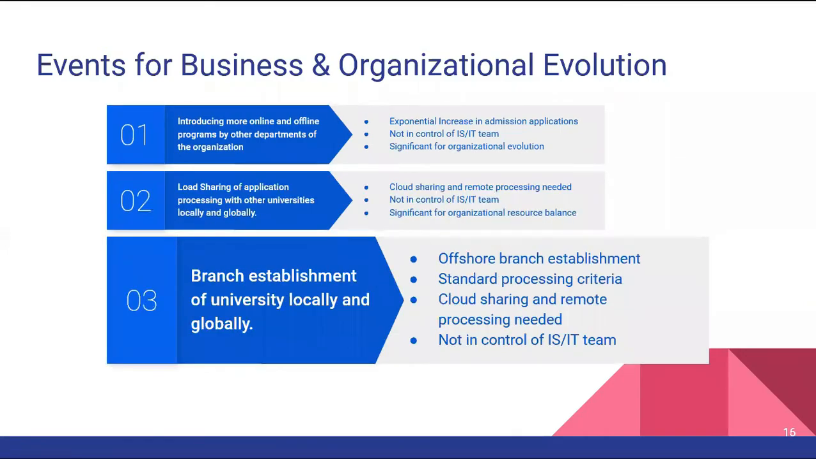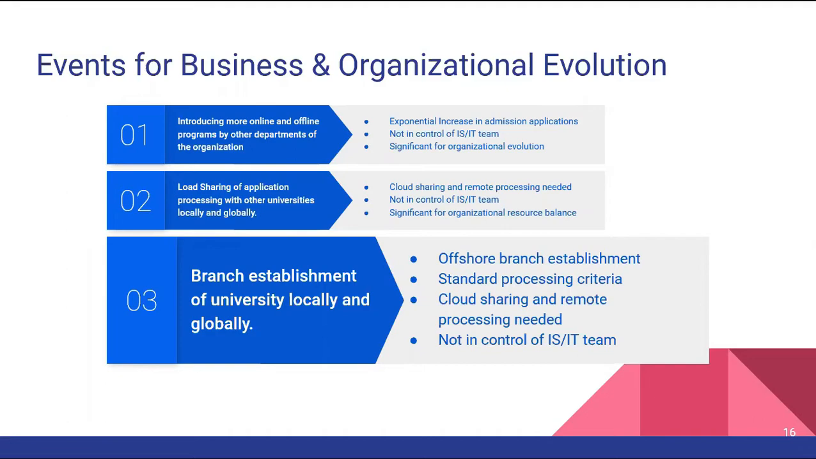Moving on, our third scenario is branching out of the organization on local as well as global scales. In such a case, offshore branches, in order to maintain the standards established by the home branch, would require cloud sharing and remote processing capabilities.